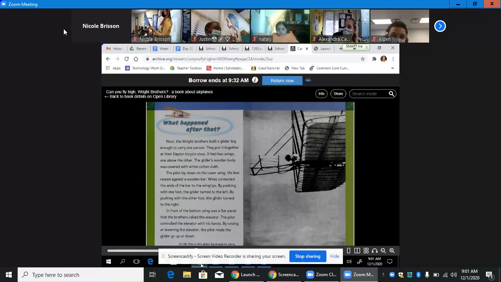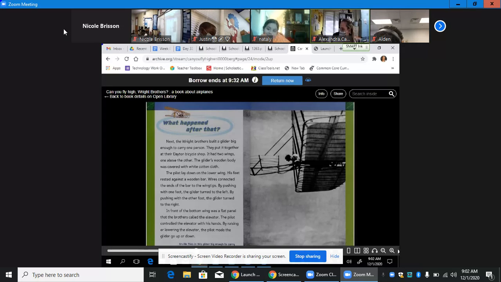In the front of the bottom wing was a flat panel that the brothers called the elevator. The pilot controlled the elevator with his hands. By raising or lowering the elevator, the pilot made the glider go what? What do you think? Up and down, like an elevator today. Pretty crazy. I'm going to zoom in on that so you can see.